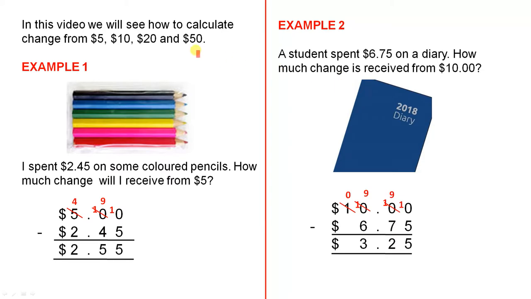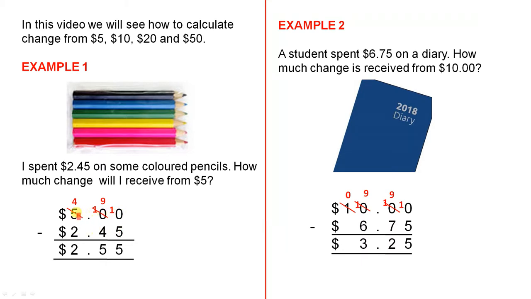So in this video we will see how to calculate change from $5, $10, $20 and $50. Example 1. I spent $2.45 on some coloured pencils. How much change will I receive from $5? So it's $5 take away $2.45.